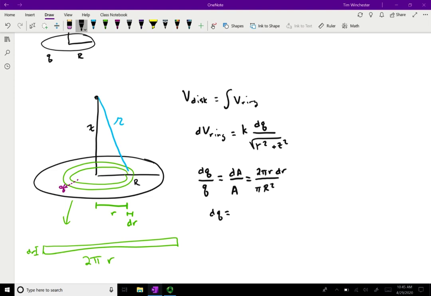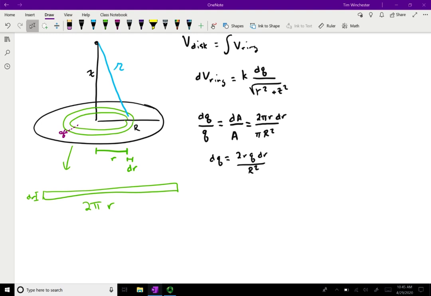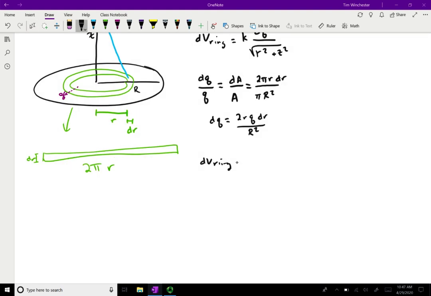So dq is going to be 2 r q dr over r squared. So I've canceled the pi's in this. And then I can just plug that into my expression for the potential contribution from the ring. So dv ring is going to be equal to k times dq, which now I have an expression for. So 2q r dr over r squared. And we also have, in dv ring, this square root of r squared plus z squared.